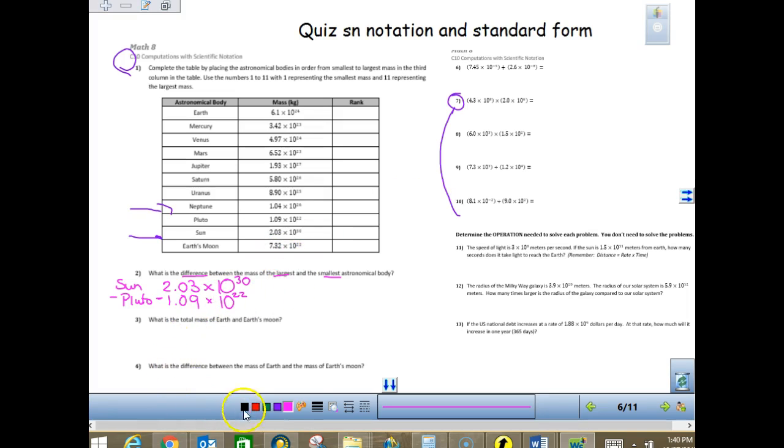So when you write this one out, I want you to write down with me. Put 2.03 and leave a big space, because you got to put a lot of zeros in this Pluto one, right? Times 10 to the 30th. And back here, put times 10 to the 30th.